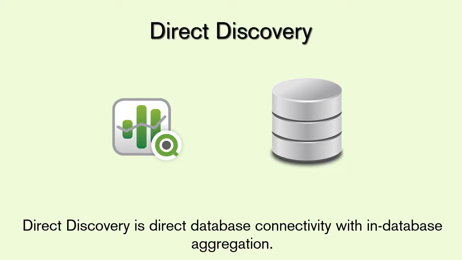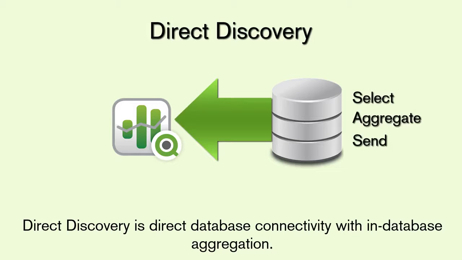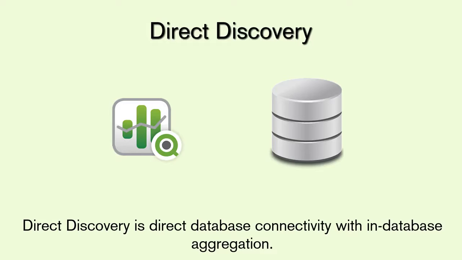QlikView creates a placeholder for the database data during the load process, but doesn't actually read in the data. When the user makes a selection, for example, when I selected a sales rep, QlikView creates a database query and sends the query to the database. The database selects the data, aggregates it, and sends the aggregation back to QlikView where the results are displayed. As we've seen, QlikView's unique associative model works well with direct discovery.